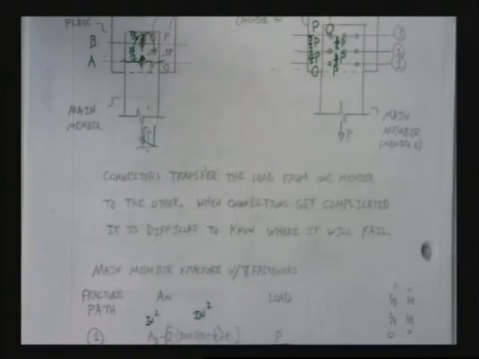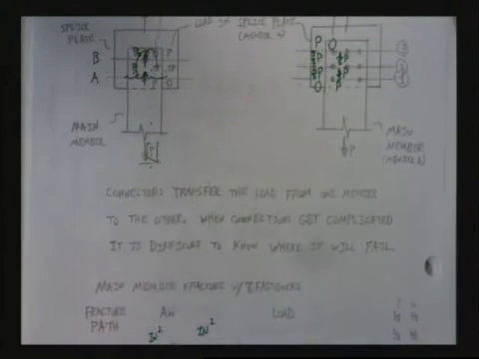Connectors transfer the load from one member to the other. When connections get complicated, it's difficult to know where it will fail. So how do you decide? Do them all. Or do all probable, all likely connections. Right?